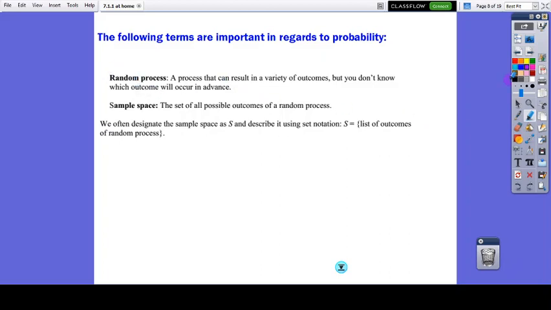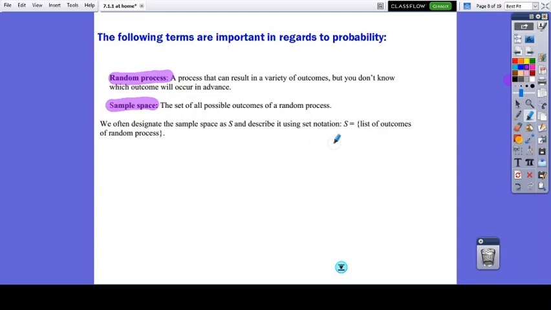So we have a random process here, which is a process that can result in a variety of outcomes, but you don't know which outcome will occur in advance. Okay, so that's essentially what all of these different things are. And then a sample space, and this is the big idea for today, is the set of all possible outcomes of a random process. We're going to get to those ideas when we get to the examples in a little bit.